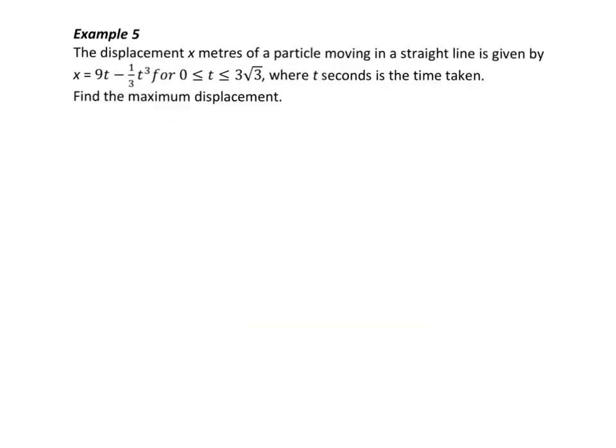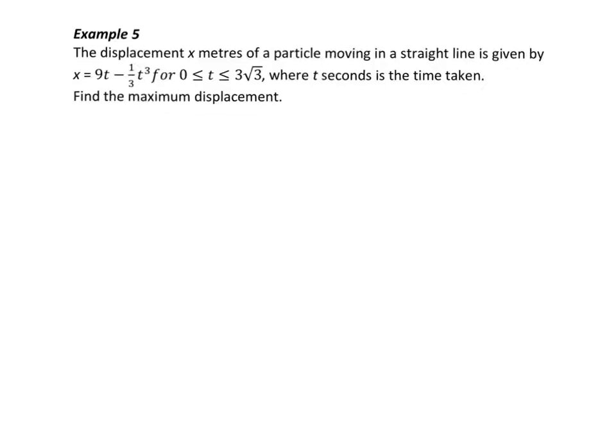The displacement x meters of a particle moving in a straight line is given by x equal to 9t minus 1/3 t cubed, and t is between 0 and 3 root 3, where t seconds is the time taken, and we need to find the maximum displacement. So what we're going to start off by doing, because we're talking about a maximum displacement, it would be at one of the turning points on that cubic. So let's find what is happening at that turning point.